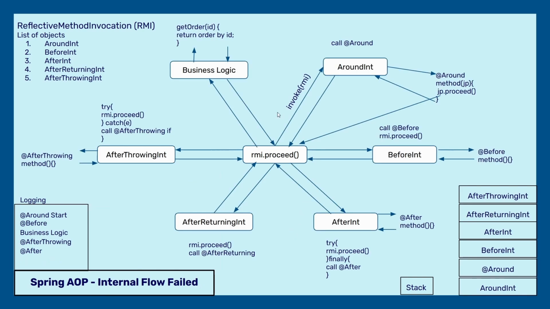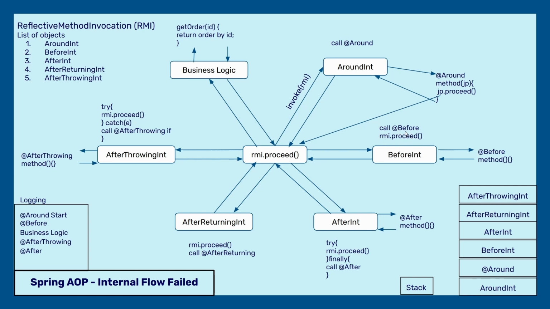Similar things will happen when we take the failed use case. Here at this point of time, an exception occurs, then the exception propagates to after throwing interceptor, and since the exception occurred and the type of exception matches the type of exception the advice catches, this part of the code is executed and the exception is thrown back. Since the exception occurs in this RMI.proceed, nothing happens here and the exception is sent to after interceptor. And since we have the finally block, the after finally is executed and the exception is propagated here.